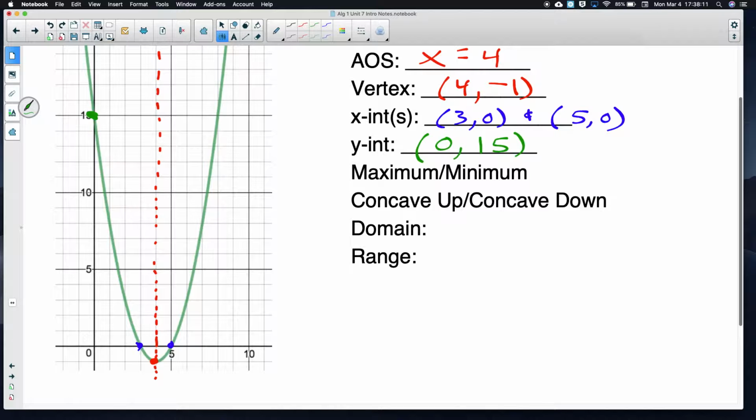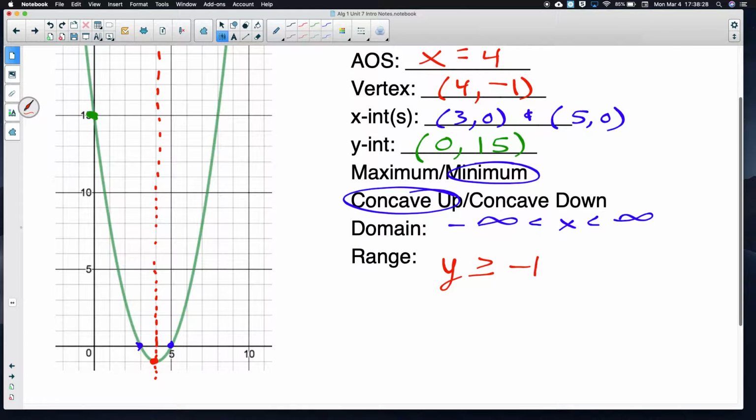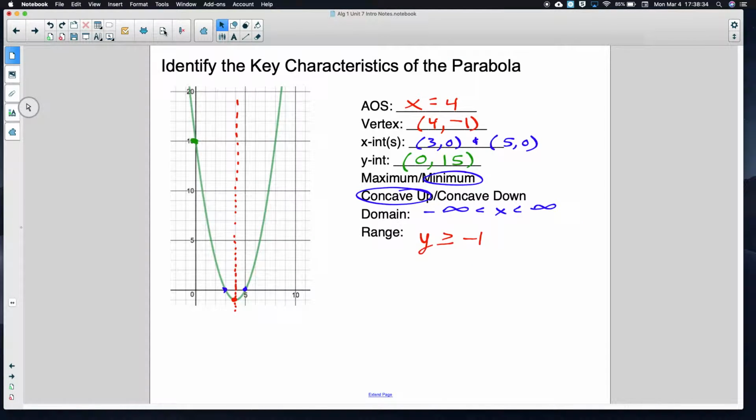Am I dealing with a maximum or a minimum? I have a minimum because it's concave up. My domain is always negative infinity to infinity. And my range is any value bigger than or equal to negative 1. So make sure you get that written down.